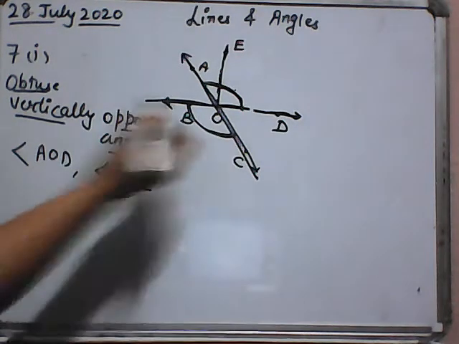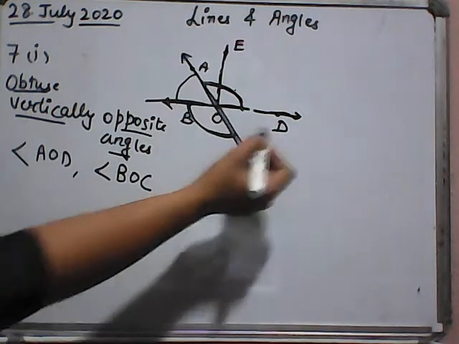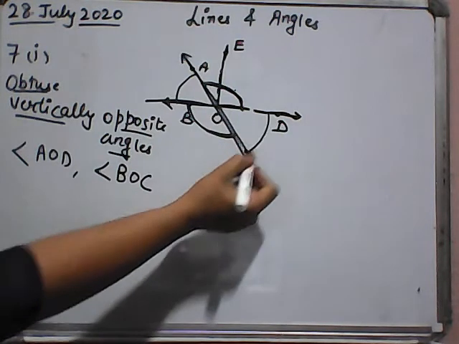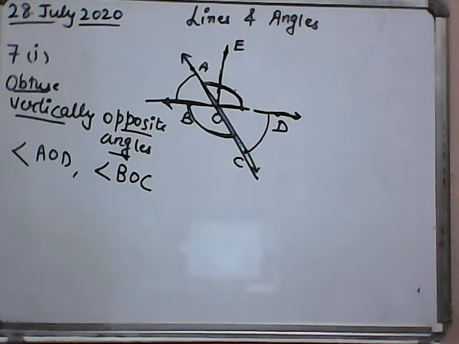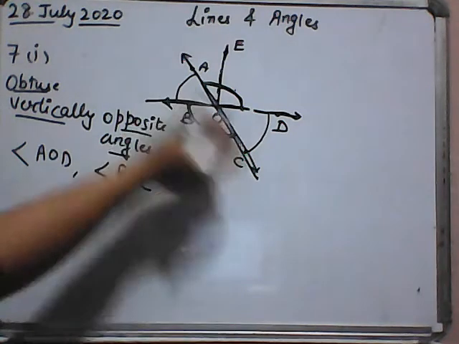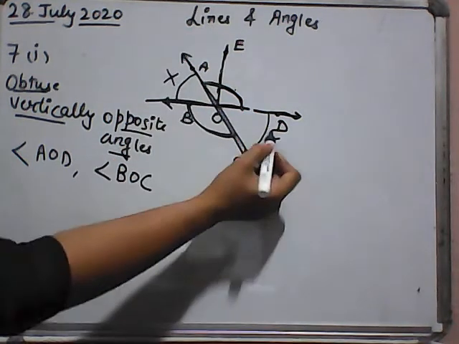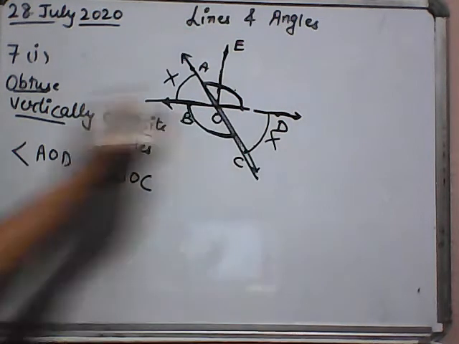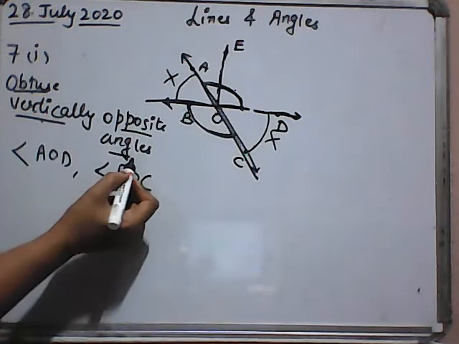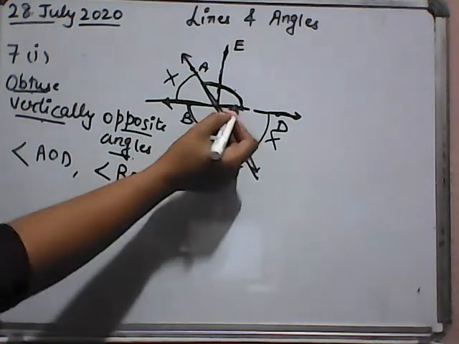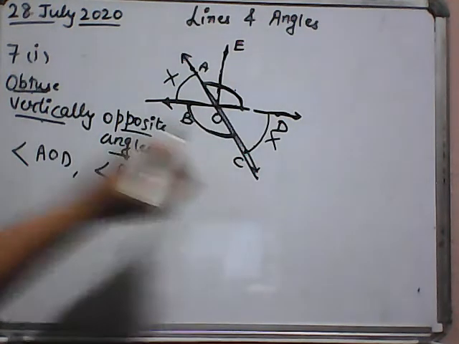As well as in this figure, angle AOB and angle COD are also vertically opposite angles, but these angles are acute as their measurements are less than 90 degrees. So we are not considering these angles. We consider only the obtuse vertically opposite angles, which are angle AOD and angle BOC.